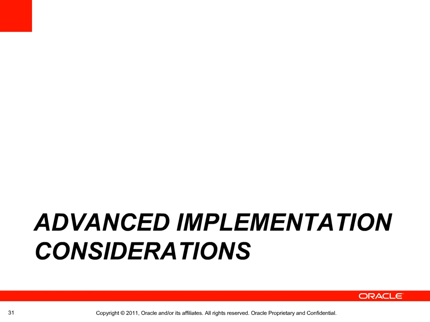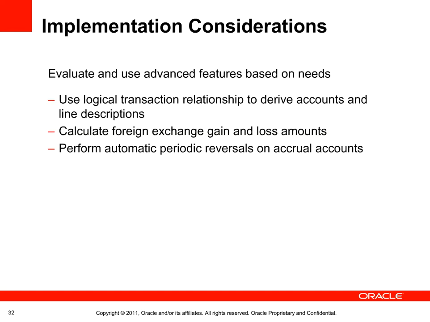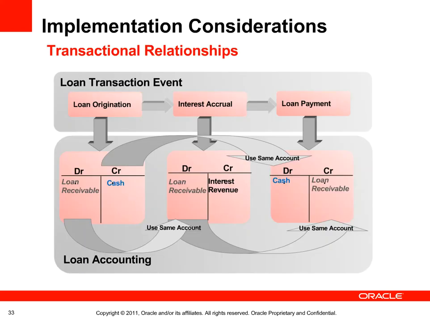Advanced implementation considerations. There are several advanced features that can be used for efficiency in processing and accuracy in results. You can have consistent accounts and descriptions used on related journal entries. You can have accounting amounts and foreign exchange gain-loss calculated during journal entry generation, and you can have periodic accruals reversed automatically.